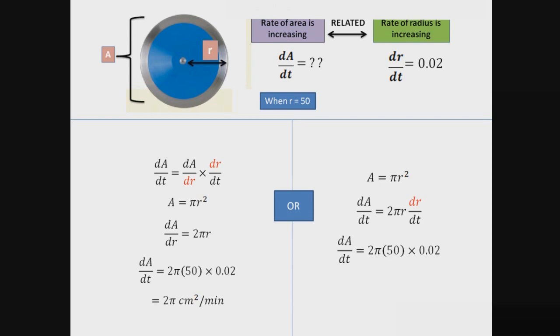Then substitute all the available information given, such that r is 50 and dr over dt is 0.02. We calculate dA over dt, and we get the same answer, 2 pi centimeter squared per minute.